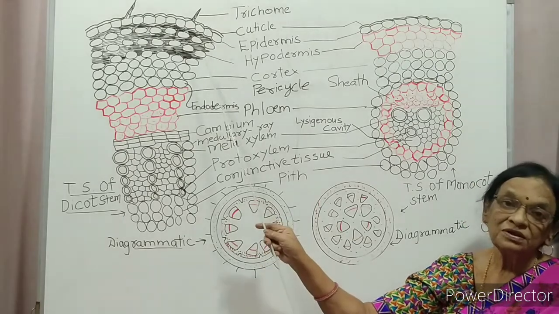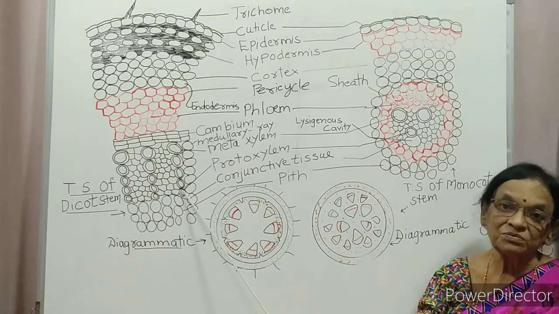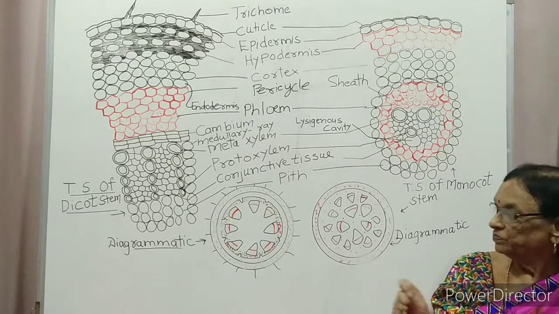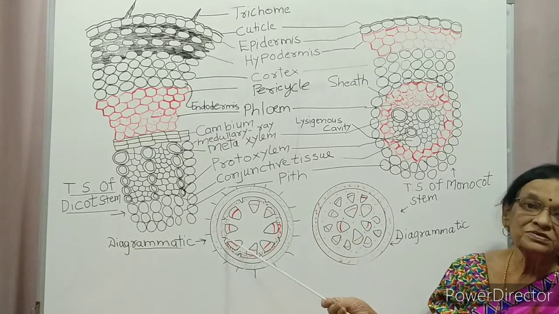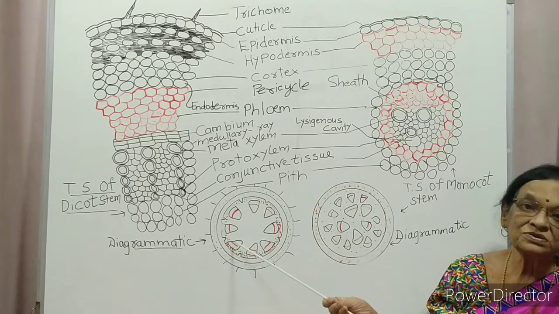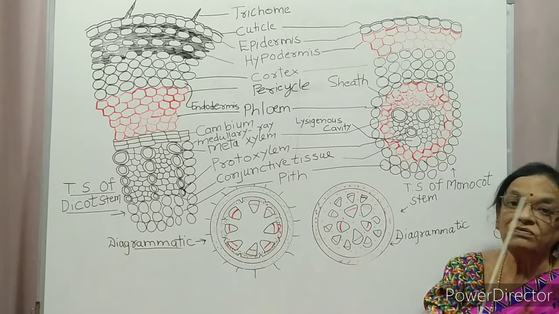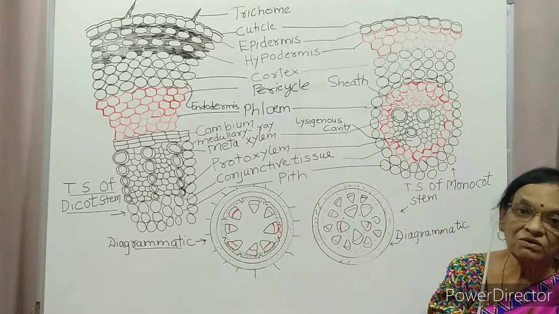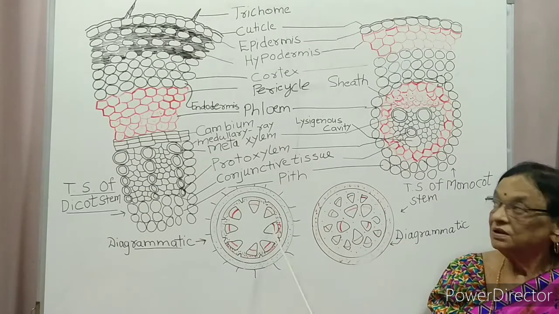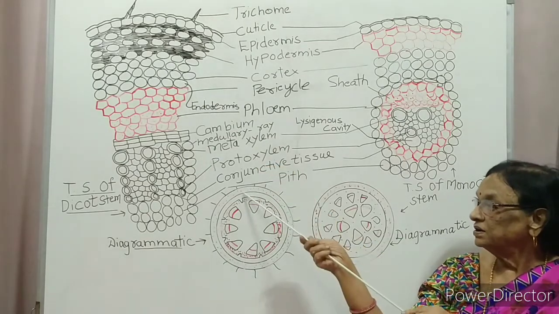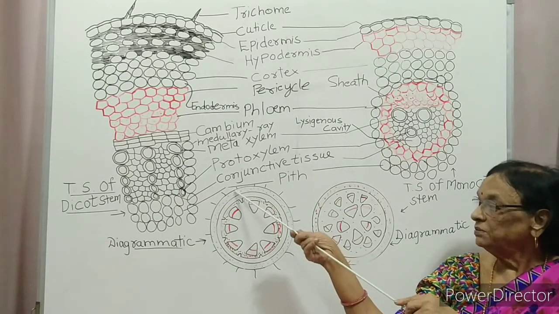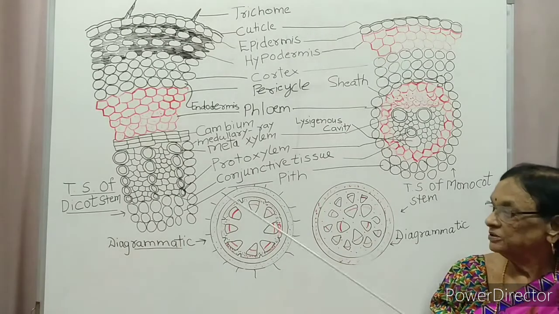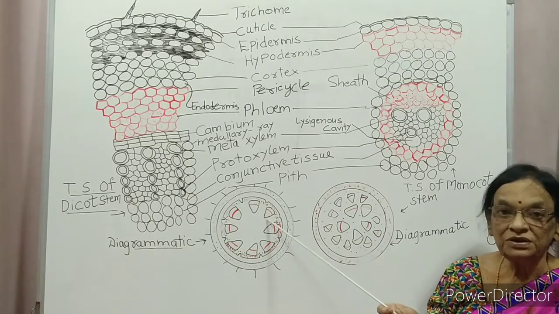So this is the TS of dicot stem, a part enlarged. It is not a complete TS. Look at the diagram. This is the complete TS. You know the stem is cylindrical, and when we cut a TS, a transverse section of a cylindrical organ, it is round. What is this? It is a part magnified. Only a part from this TS is magnified. This is the complete TS.